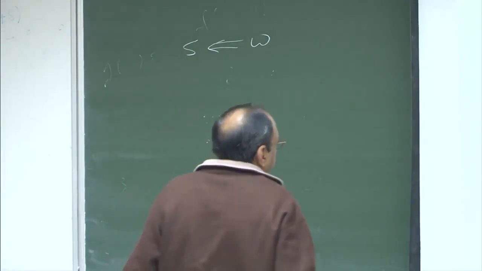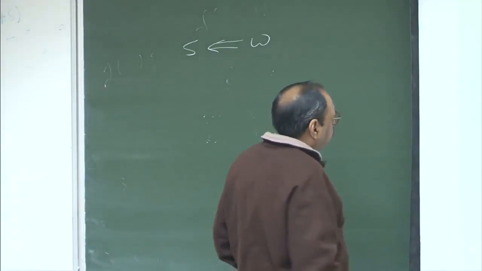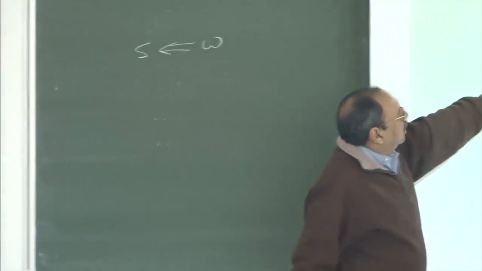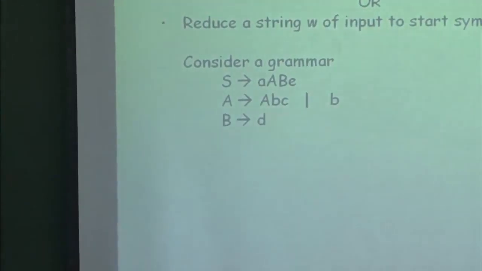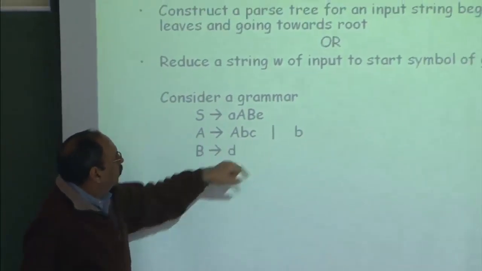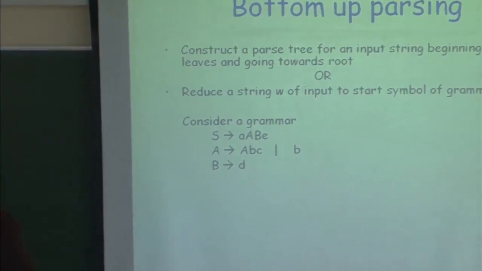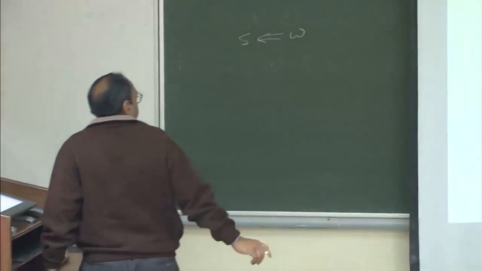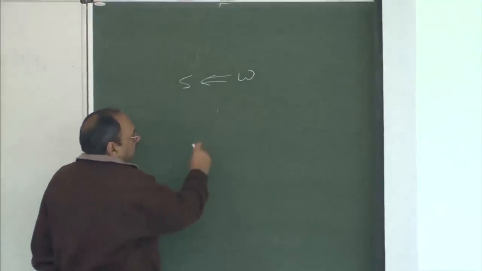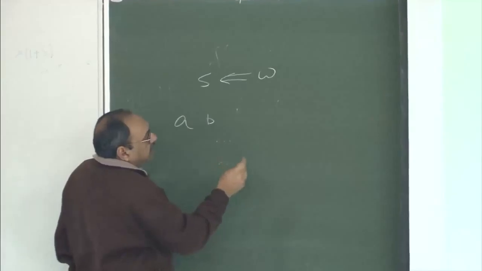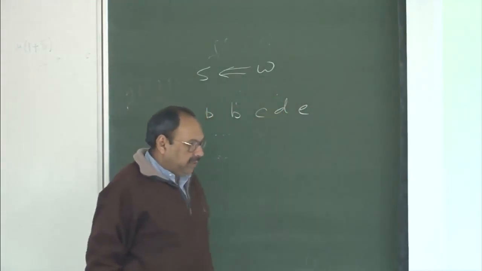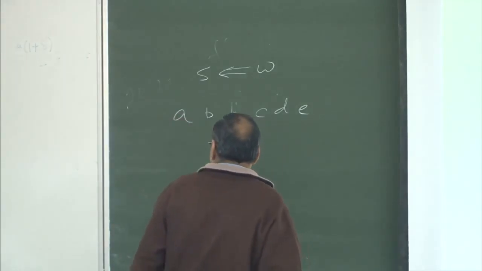So let's look at a grammar. Here is a grammar where we have a start symbol S, and corresponding to the production of non-terminal A, I have two rules, and then I have one more rule for B. And then here is a string I want to parse. So let's take this grammar and try to see whether this string belongs to the language which is specified by the grammar. And how do we go about doing it?